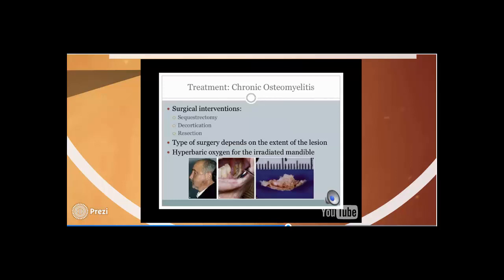The picture below is a case of chronic osteomyelitis in an elderly man. Sequestrectomy was done to retrieve the sequestrum that is shown on the right.